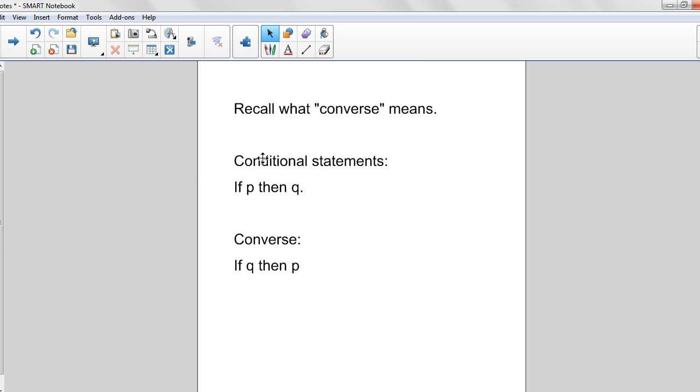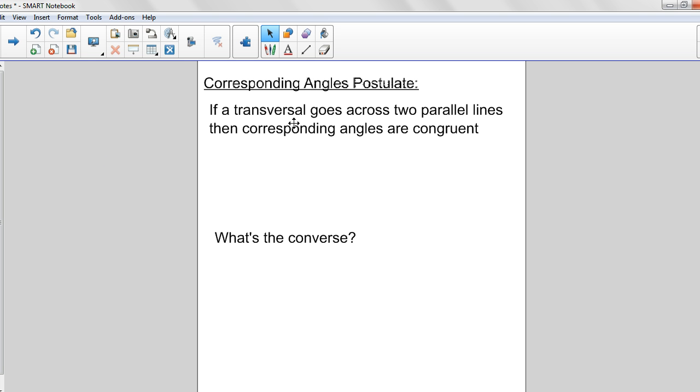We talked about conditional statements a few weeks back where if P then Q. The converse is the opposite of that: if Q, then P. So, converse corresponding angles postulate, which we talked about just a couple days ago. If a transversal goes across two parallel lines, then the corresponding angles are congruent. So what would be the converse of this? Take a second, think about it.